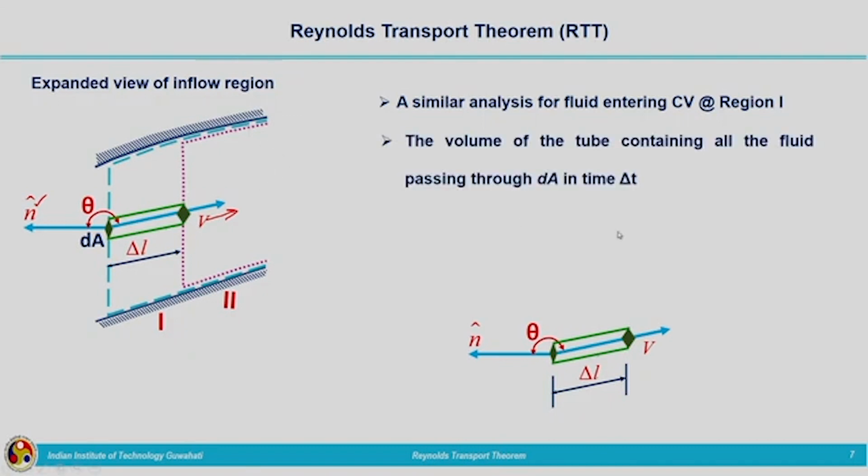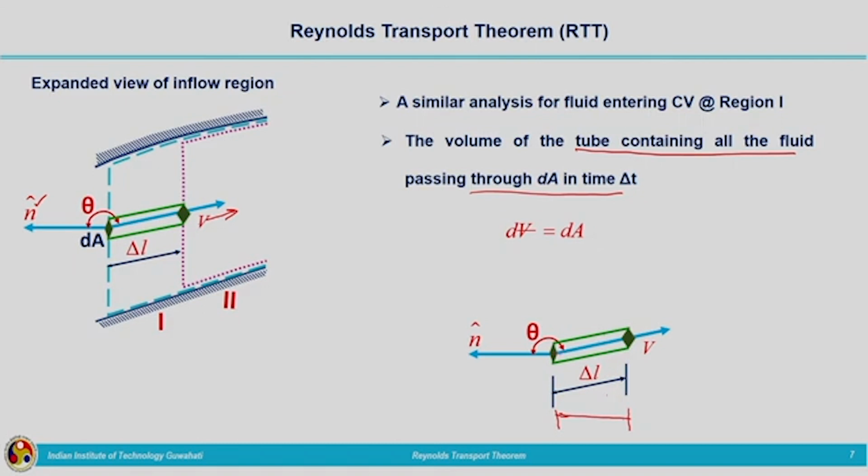Now, we need to calculate the volume of the tube containing all the fluid passing through dA in time delta t. So, the same expression will be used, that is, volume dV is equal to the cross sectional area multiplied by the perpendicular distance between both the faces. So, here also dV is equal to dA multiplied by the component of length, that is delta L. This horizontal perpendicular distance we need. So, this delta L cos, what is the value corresponding to theta?